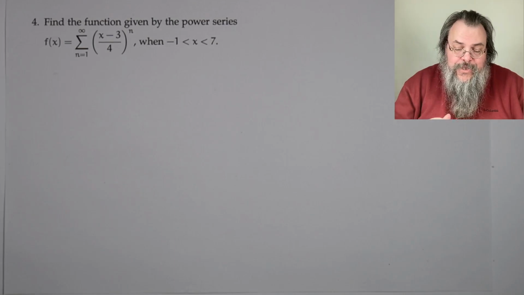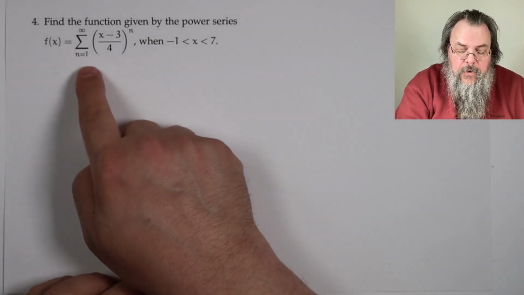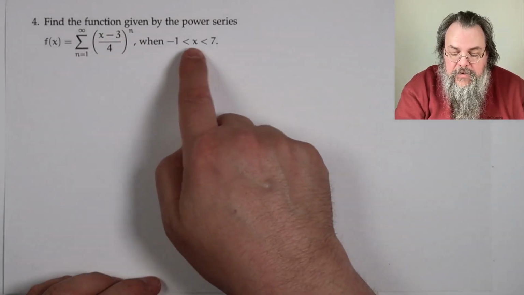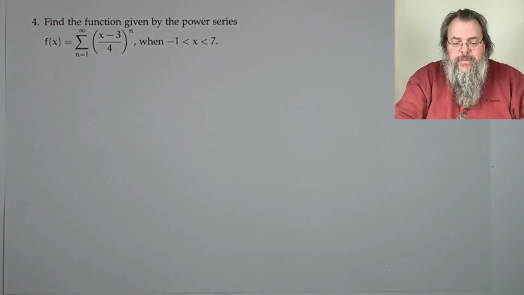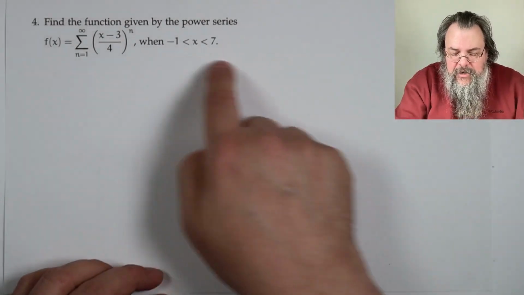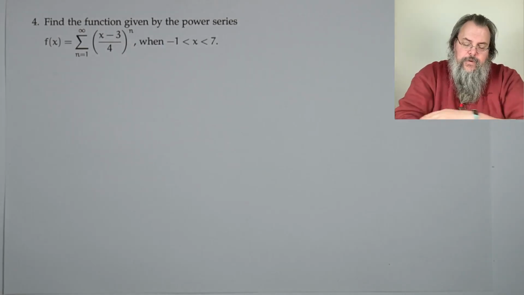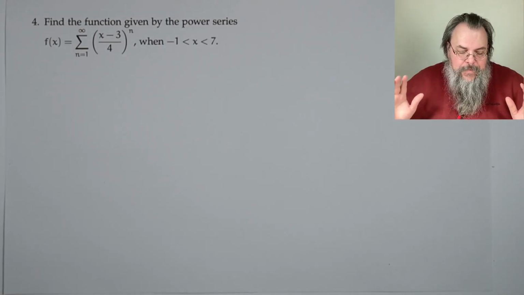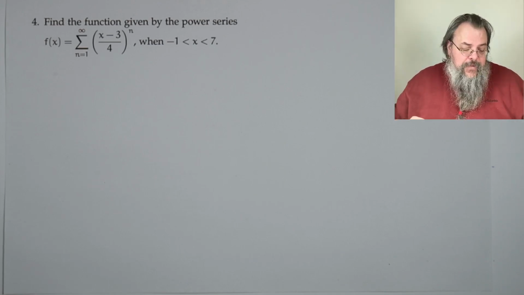Find the function given by the power series, and there's this function, sum 1 to infinity, x minus 3 over 4 to the nth power when x is between negative 1 and 7. Now, we're not going to worry too much about this part right here. That's not going to be our main concern. We'll point something out when we get to the end and say, oh, isn't it interesting? But for right now, we say, okay, let's see what we have. And, well, what do we have?